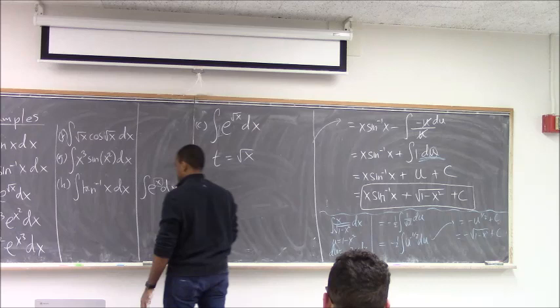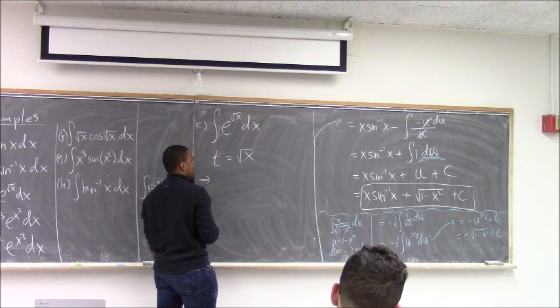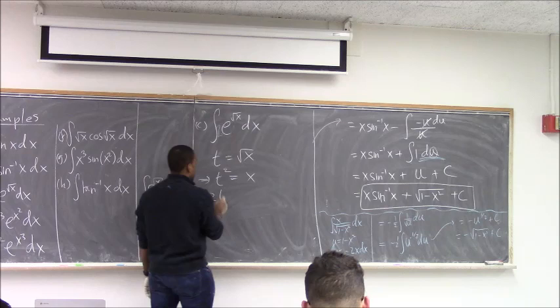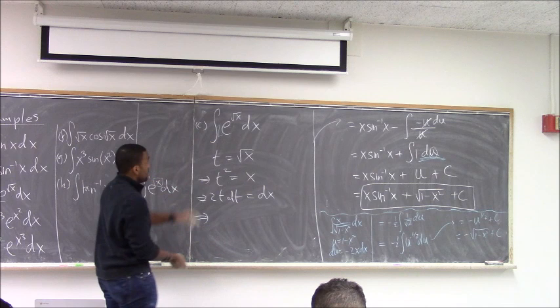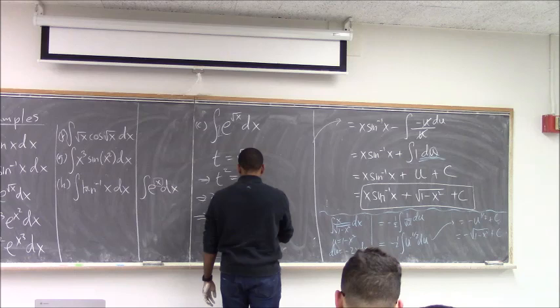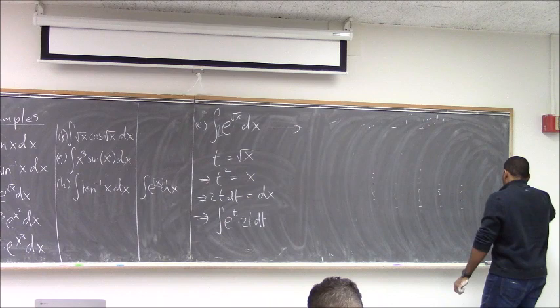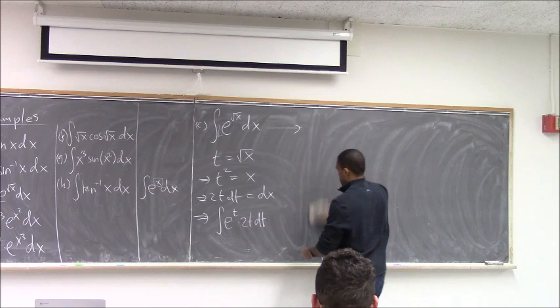Oh wait, I don't see the derivative in it. Hold on. You could just differentiate both sides, you get 1 over 2 radical x, but let's square both sides first, then differentiate: 2t dt equals dx. Now I'm going to actually plug that in. So I'm going to have the integral of e to the t times my dx, which is 2t dt. So it turns out that this guy I can think of as 2 times the integral of t e to the t dt.